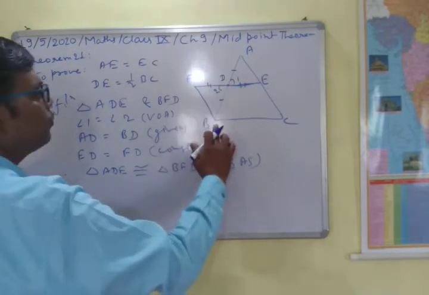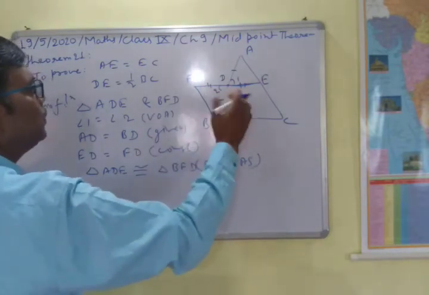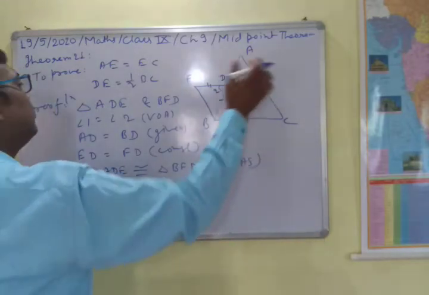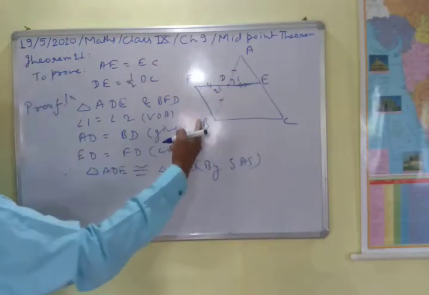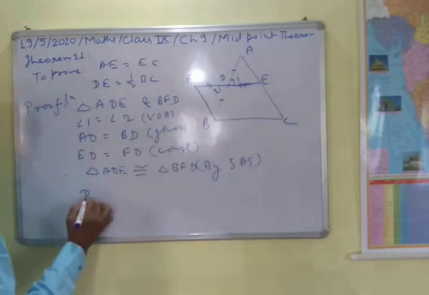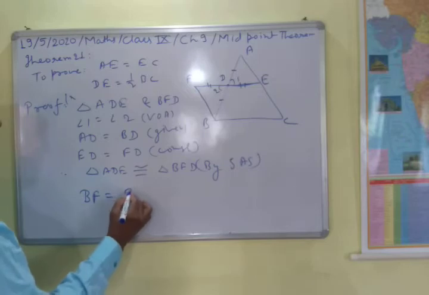No, here we don't have to prove that, actually we are given that DE is parallel to BC. It is already given, and we have to prove that E is the midpoint. Now, how will you prove it? So start with this: because BFEC is a parallelogram, you have BF equal to EC.